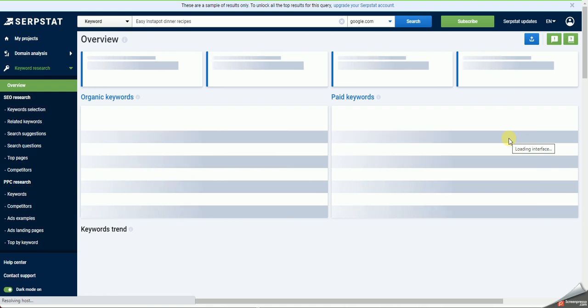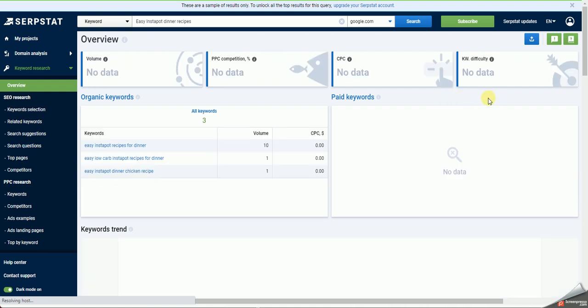Now, once you have signed up and you have an account, and by the way, you get a free account, a forever free account with Serpstat. There's no 14-day free trial like with a lot of other keyword research tools, which turns me off. With Serpstat, it's free forever. You can keep the free account as long as you want.